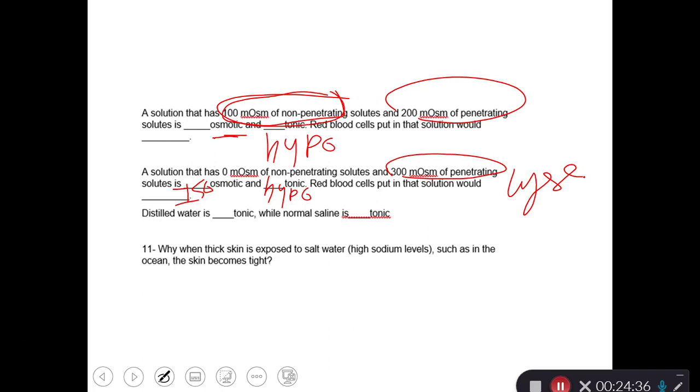How about normal saline? It has the same tonicity as your plasma. It has 300 milliosmoles of non-penetrating molecules, so it is isotonic.